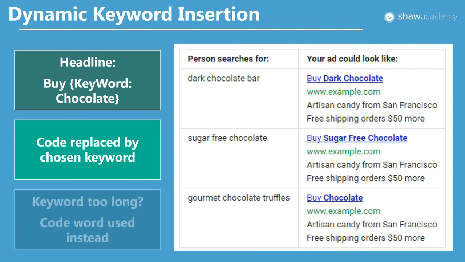You can also see here that it says dark chocolate bar, but it shows up as dark chocolate. It doesn't show up as their exact phrase. And at the bottom, the gourmet chocolate truffles is too long a keyword, so it'll just show up with that generic code word, chocolate. How cool is that, guys?